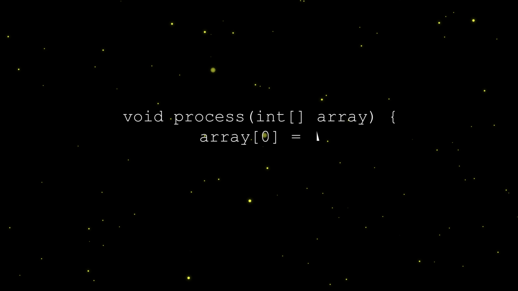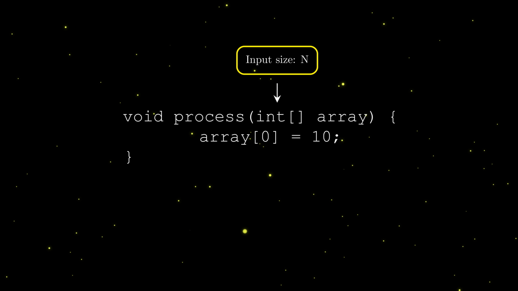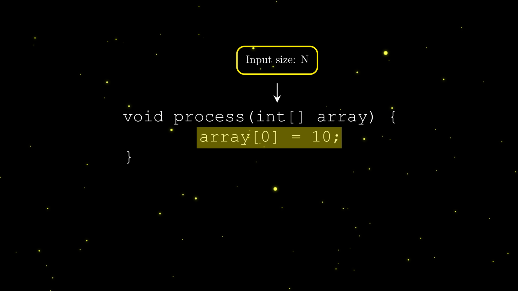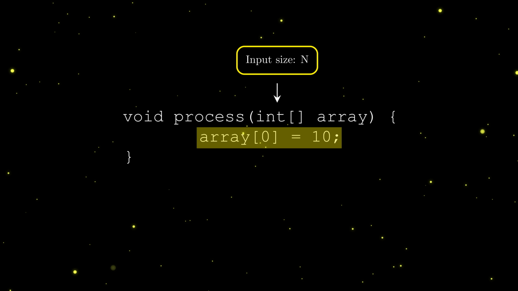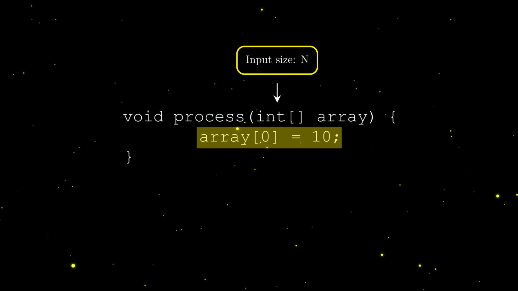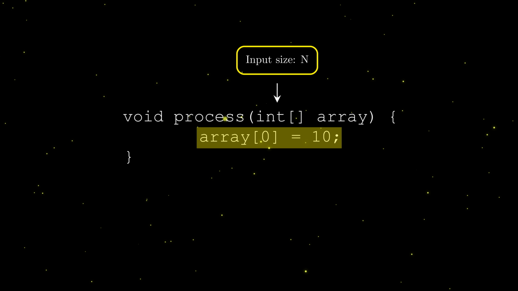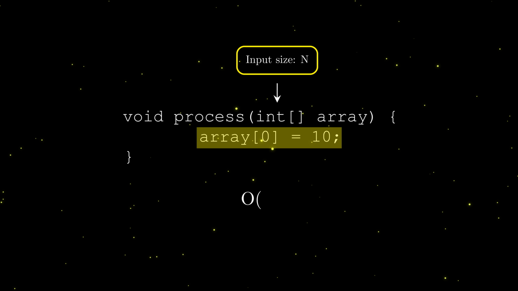For example, if we take a look at this function, we can see that it takes an array of integers of size n and it just overrides the first element with the value 10. Because this algorithm doesn't depend on the input size, no matter how big the array is, it only cares about the first element, it means that the complexity is constant and we express that through big O of 1.